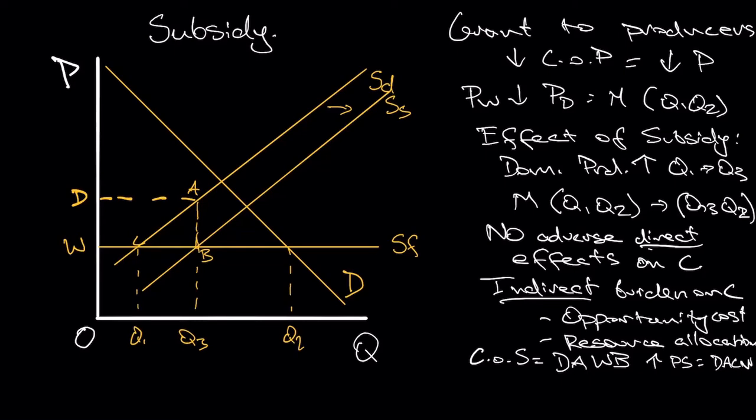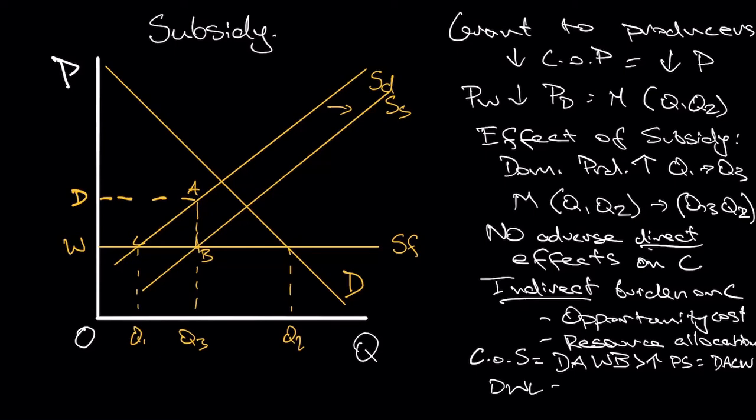DACW. Now, there's quite clearly a difference between these two areas. I'm just going to make this W a little bit clearer. DACW. There is a clear difference between these two areas, and we can see here that the cost of the subsidy is actually greater than the increase in producer surplus. The reason for that is because there is some inefficiency in this area, and that area is ABC, all right? So this is the deadweight loss that's created.